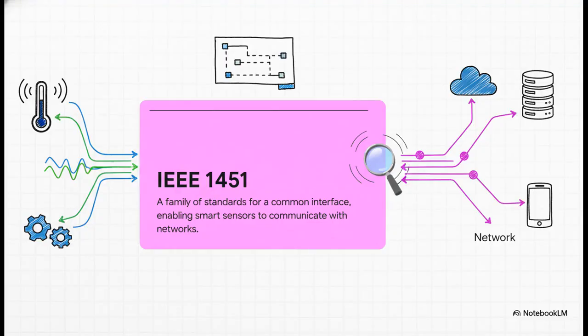So what is this thing, really? Well, at its heart, IEEE 1451 is just a set of rules, a kind of blueprint that lets smart sensors communicate in a totally standardized way. It's all about creating one common interface so that parts from totally different companies can understand each other, you know, right out of the box.